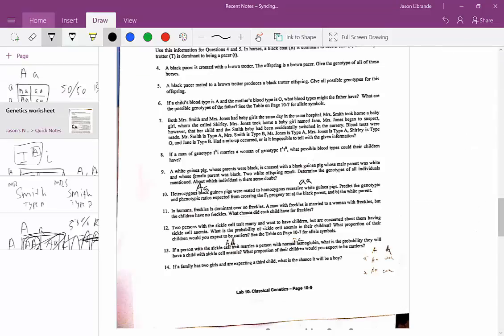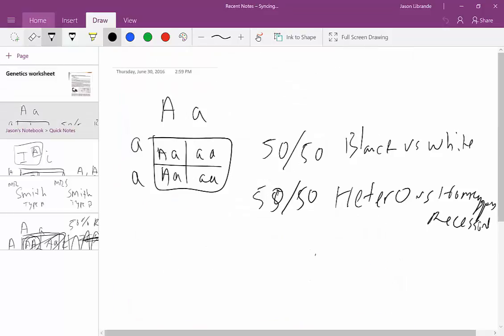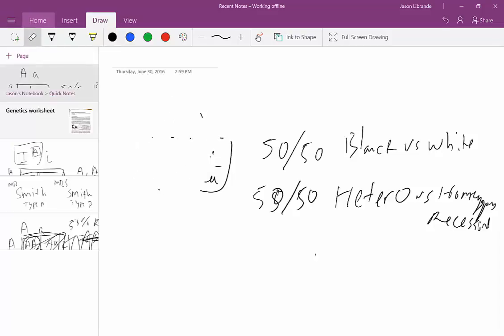Okay. Here, though, it looks like it wants us to get the genotypic and phenotypic ratios of the F1 progeny. And here it looks like we're crossing them back to the black parent and then to the white parent. So here this makes the question a little bit more elaborate or time-consuming.